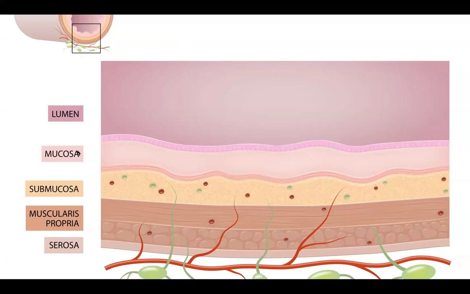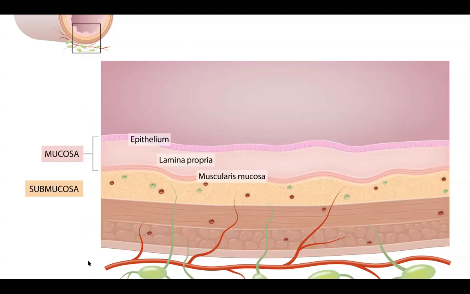You have mucosa, submucosa, muscularis propria, and serosa, right? So mucosa has epithelium, lamina propria, and the muscularis mucosa. The mucosa is separated from the submucosa by the muscularis mucosa.